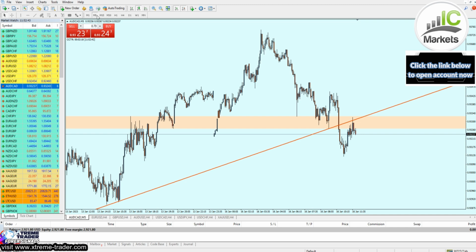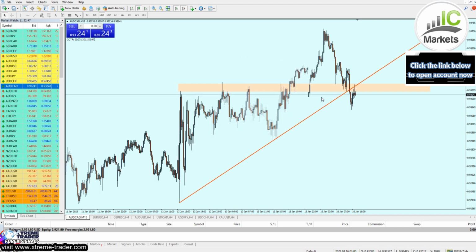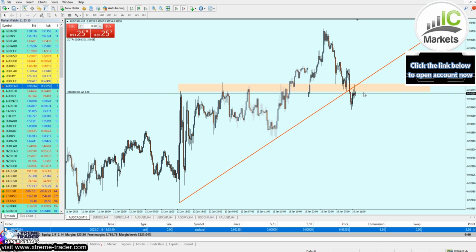Confirm. This candle still has about 2 minutes for the closure. All right, 0.70. Let me increase it a little bit for the AUD CAD. 0.90 should be fine. I don't want to go full lot size, one lot, on this trade. All right, sell. Place the stop loss first.